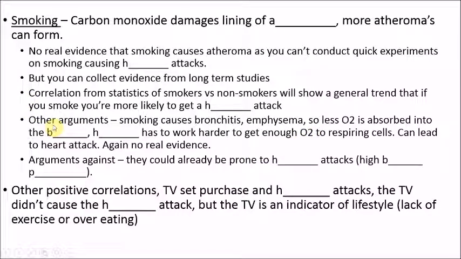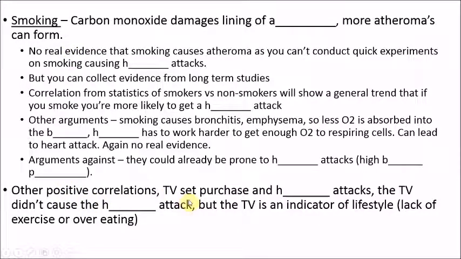Other arguments that go towards smoking causing heart attacks is that smoking can cause bronchitis and emphysema, so less oxygen can be absorbed into the blood, and therefore the heart has to work harder to pump more blood to get more oxygen to respiring cells, and again can lead to heart attacks. But again, not a lot of evidence towards that. Other arguments against is that they could actually just already be prone to heart attacks, like if they had high blood pressure, that would cause them to have heart attacks, and it might not actually be the smoking, but most of the evidence points towards smoking being damaging.